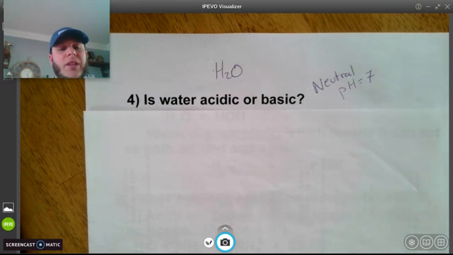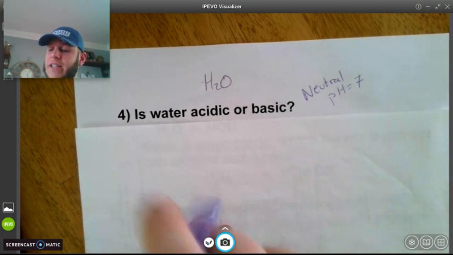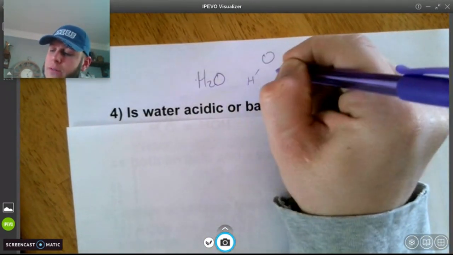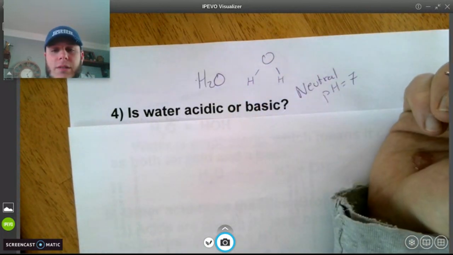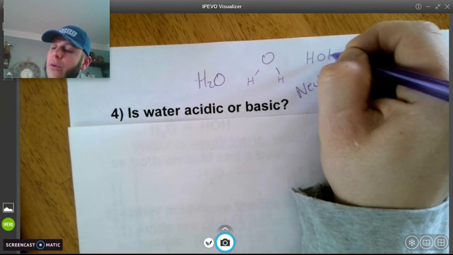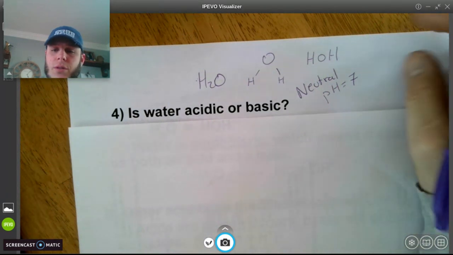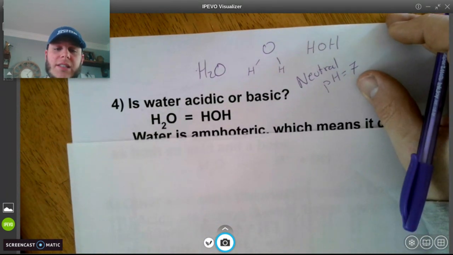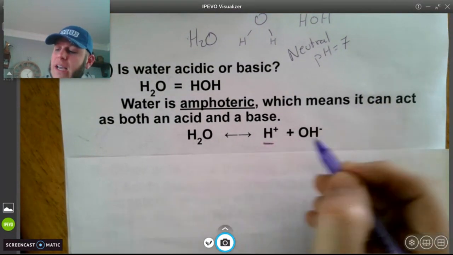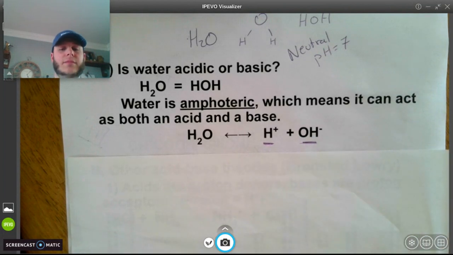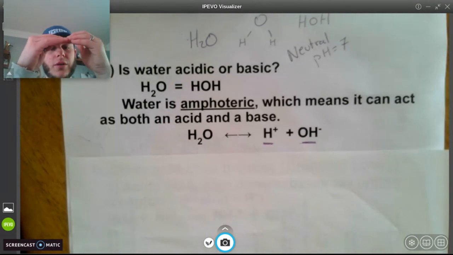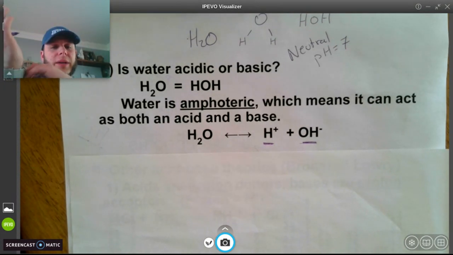Now, the reason why something is neutral, such as water, is because if I took the H2O formula and I took the structure of the molecule, which looks like this, and then I rewrote H2O as HOH, what we actually see is that H2O gives off both an acid ion and a base ion. And when the H pluses and the OH minuses are balanced and equal, it's neither acidic nor basic.